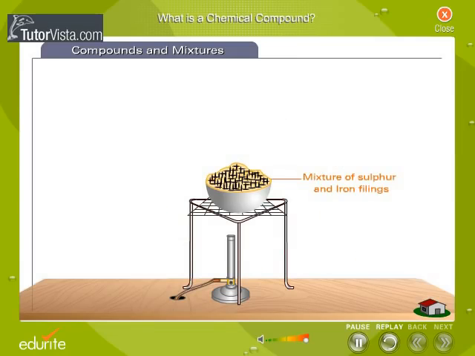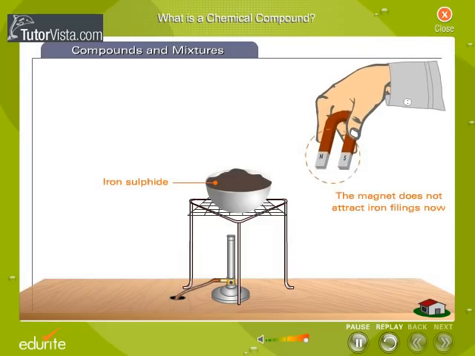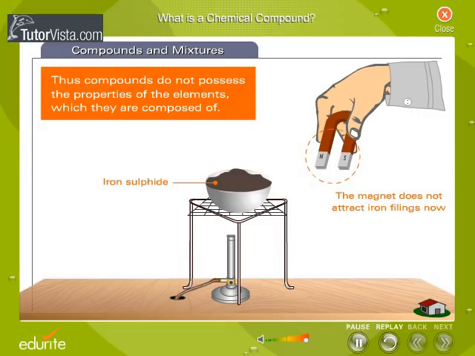But if you heat the mixture, a chemical reaction takes place that bonds the elements together. Not only does the new compound look different, but it also has no magnetic properties. Thus, compounds do not possess the properties of the elements which they are composed of.